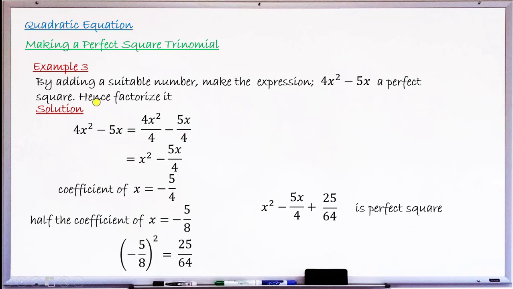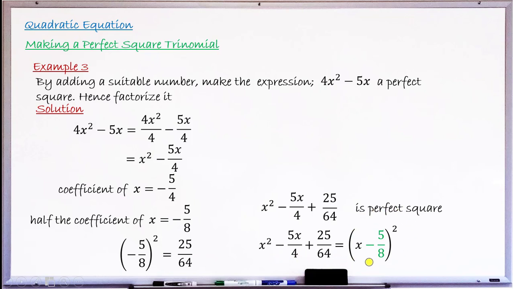But the question says I should go ahead and factorize it. So the factorization of this is now going to be, look at it. I'll just open a bracket, and inside my bracket, I'll now have x because the expression is in x. It is minus that is separating the squared term and the lettered term, so I have my minus. And the next term is half the coefficient of that lettered term. The coefficient of x is now 5 over 4. Half of it is now going to be 5 over 8. This is the factorization of this perfect square trinomial.